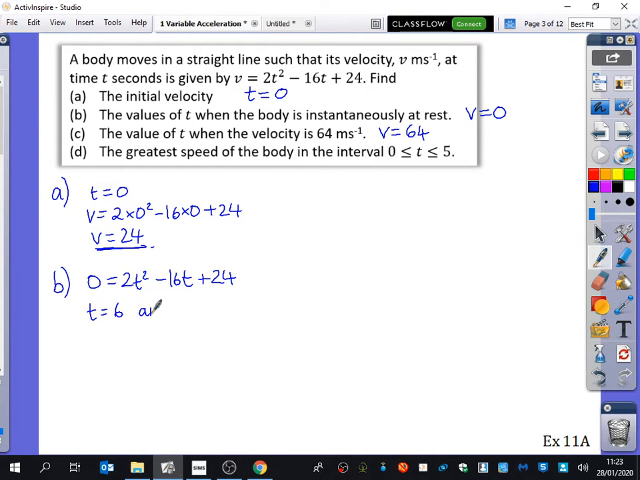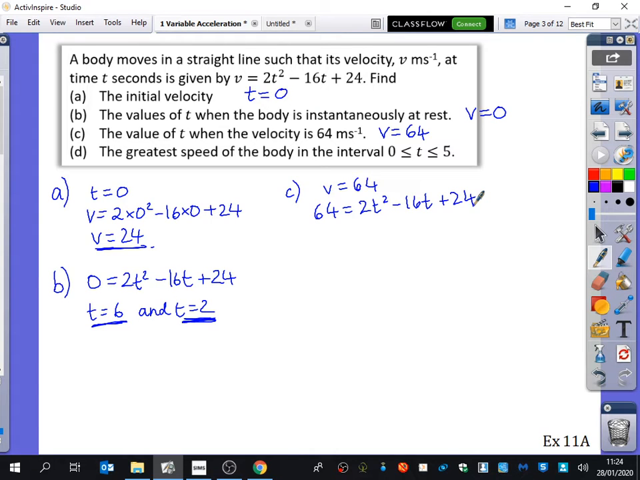So t equals 6 and t equals 2. I mean, that's an easy one we could have factorized, but if you're quick on your calculator, why not? So we found the 2 times when the body is at rest. And we now want to find the value of t when the velocity is 64. So this time, because v is 64, I can replace it. So 64 is 2t squared minus 16t plus 24.